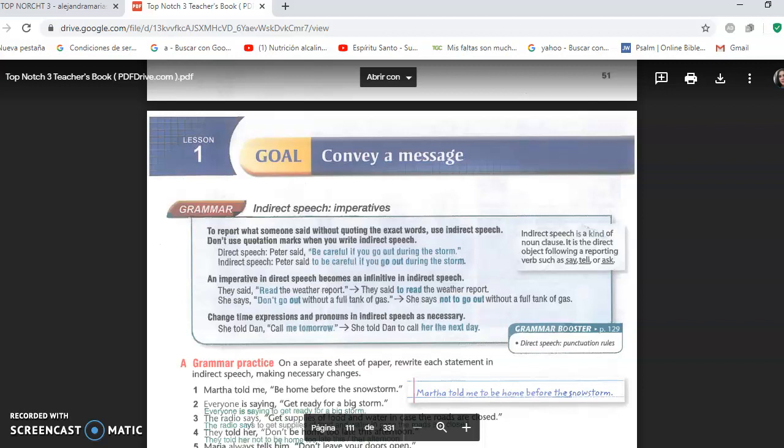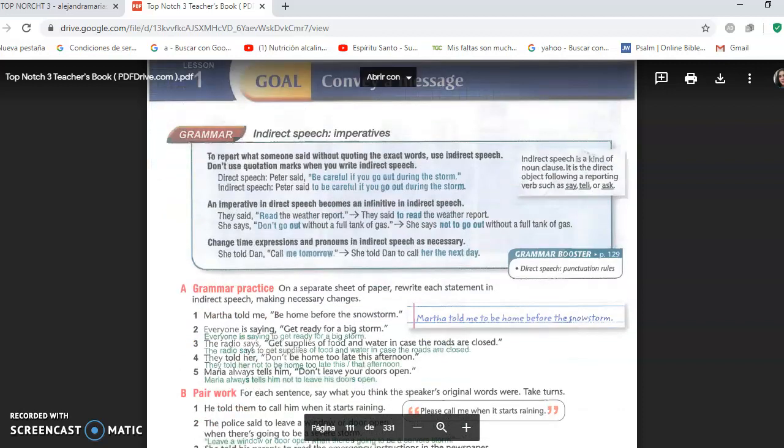Ya de último tenemos change time expressions and pronouns in indirect speech as necessary. Cambiar las expresiones de tiempo y pronombres en diálogo indirecto es cuantas veces sea necesario. She told Dan, quotation marks, call me tomorrow. Ahora, eso también lo podemos decir. She told Dan to call her the next day. Podemos hacer cambios en el indirect speech las veces que lo consideramos correcto.